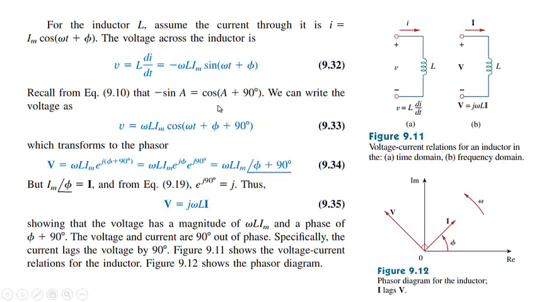To do the same analysis for an inductor, let us assume again the same current I is equal to Im cos of omega t plus phi. The voltage across the inductor, as we know, is equal to L di by dt. So we first differentiate the current I with respect to t and multiply it by L. When we differentiate, it will be equal to minus Im omega sine of omega t plus phi, that is minus omega Im sine of omega t plus phi, and multiplied by L, it comes out to be this term.